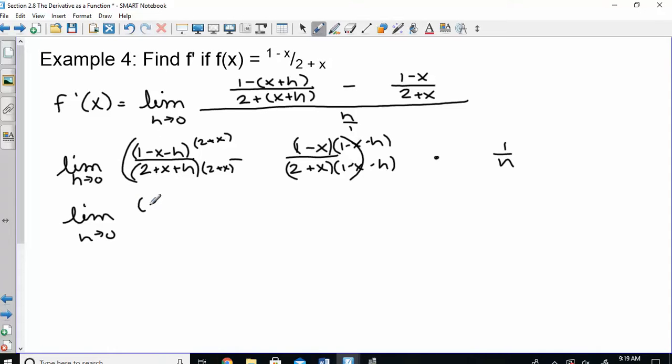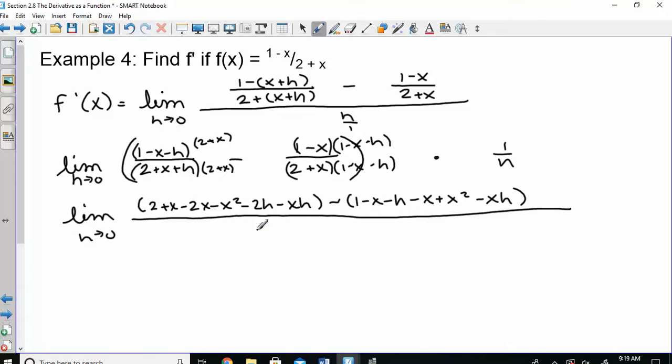So if we start distributing, we get 2 plus x minus 2x minus x squared minus 2h minus xh. Next one you get 1 minus x minus h minus x plus x squared minus xh.